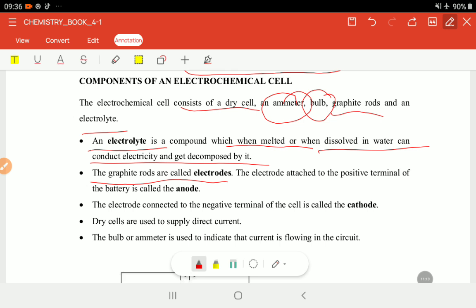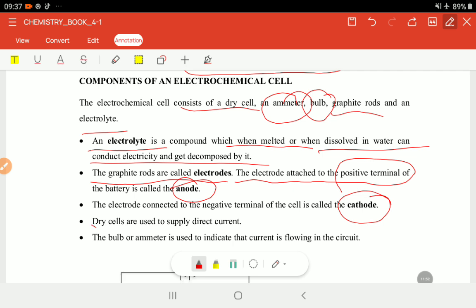okay, if there is an electrode that is connected to the positive terminal of the battery, that one is called an anode, right? Anode. So of the electrodes, the graphite rod which is connected to the positive terminal is called the anode. But the other one that is connected to the negative terminal, okay, it's called the cathode. Right, so these are the terminologies that you're supposed to be familiar with when we're looking at this topic, electrolysis, right?